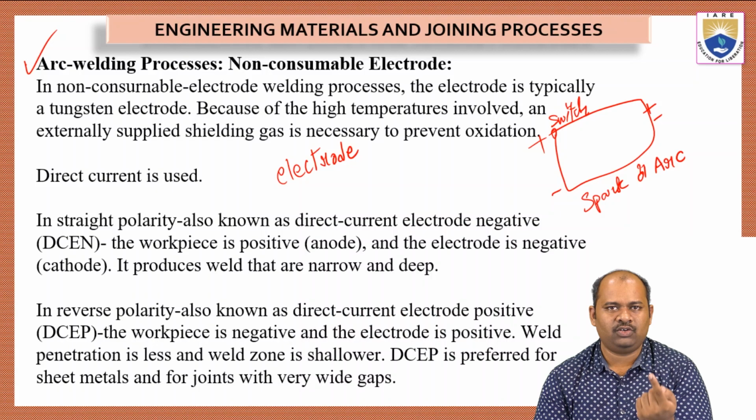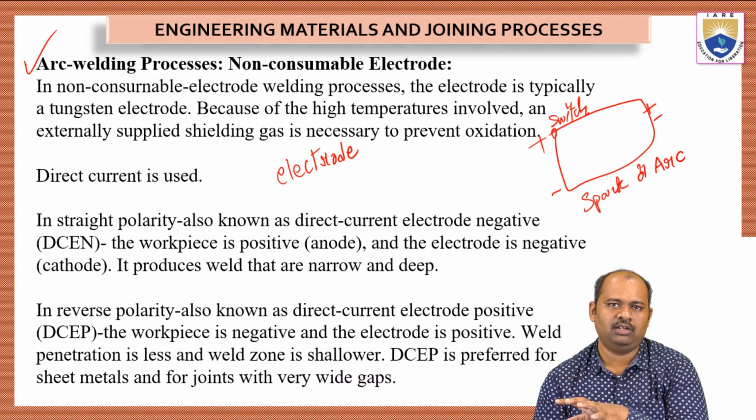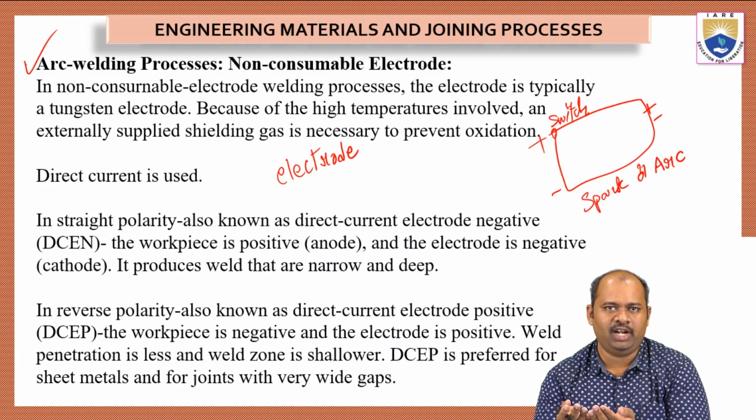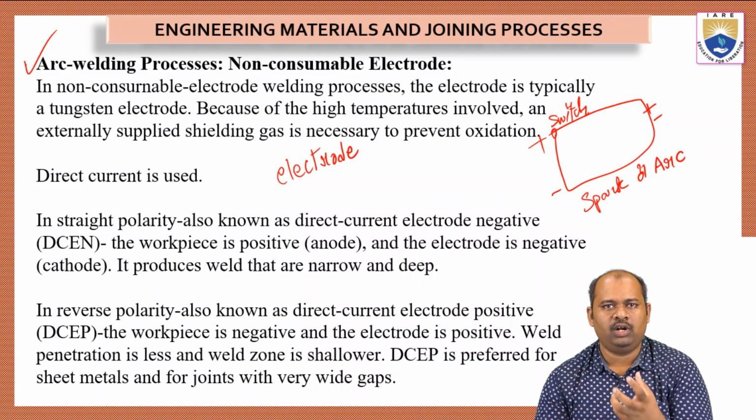So here we have an electrode which is positive, and we have a negative pole that is connected to the plates which we want to weld. So when these two come in contact with each other, what happens? They will form a closed circuit so that the electricity will flow through them.